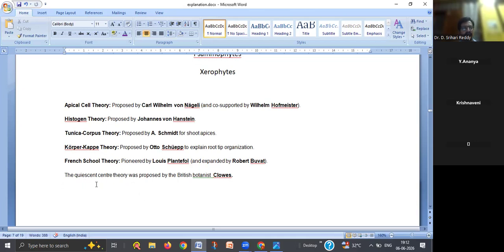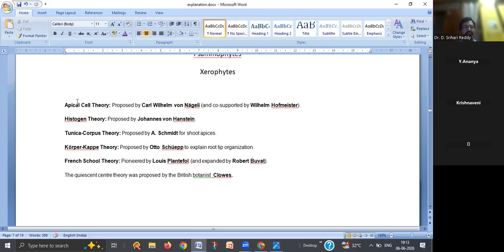So here the French school theory is related to shoot apex. At the same time, quiescent center theory is related to root apex. Both are somehow related; yesterday we discussed. So these two are dormant tissues. Anneau initial, that is called anneau initial, is analogous to the quiescent center in the roots. Anneau initial is present in case of the shoot apex, which is dormant, and the quiescent center is present in the root apex, which is also dormant. But it gets activated whenever required.